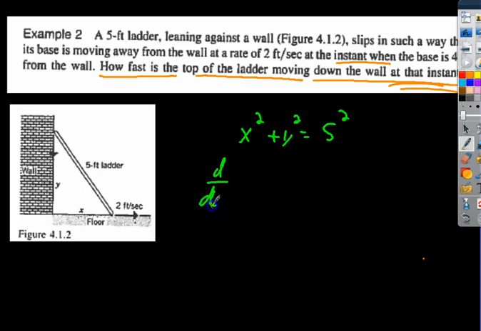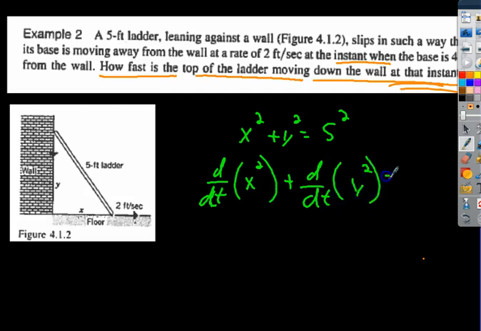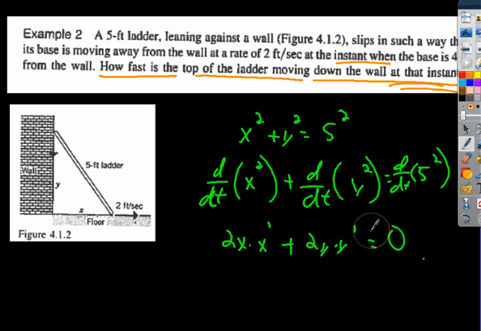So the derivative with respect to time of the first one, the derivative with respect to time of the second one, and the derivative with respect to time of 5 squared. This would be 2x times x prime, because in this case x is a function, so it's changing with time. So we need to consider the chain rule because x is a function of time. The next one is going to be 2y times y prime, because y is also a function of time. And the derivative of 5 squared is 0. So this is our equation, and now let's go about solving this.